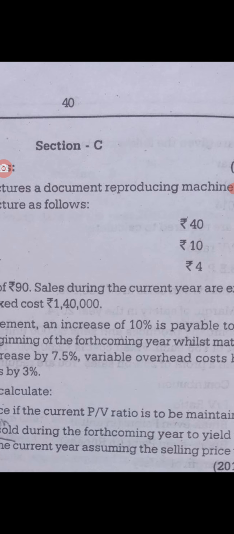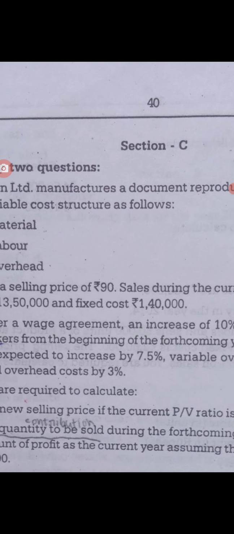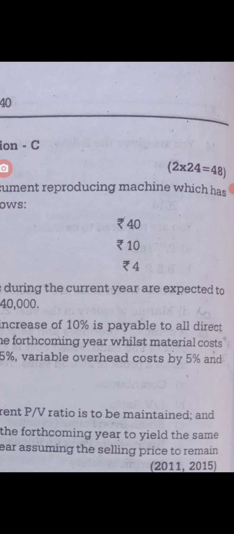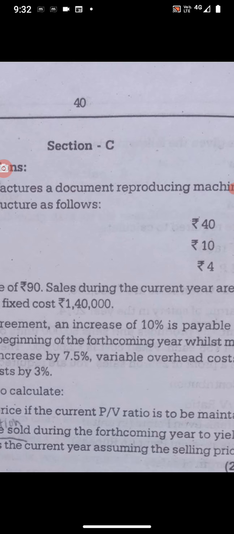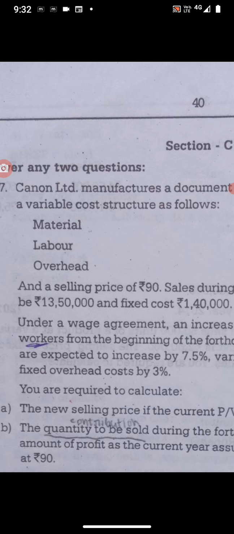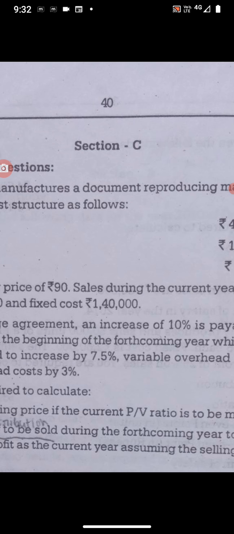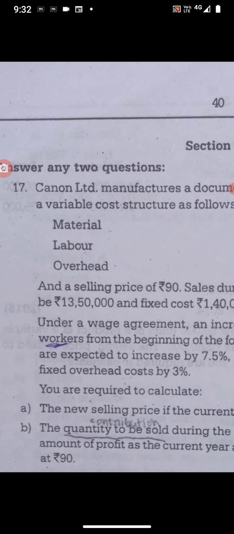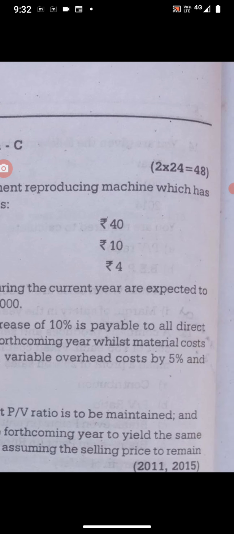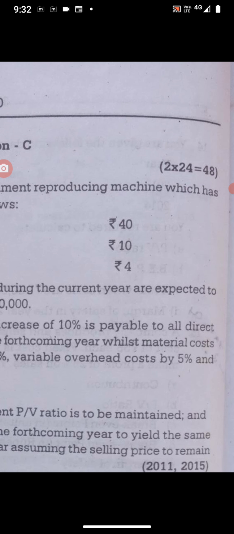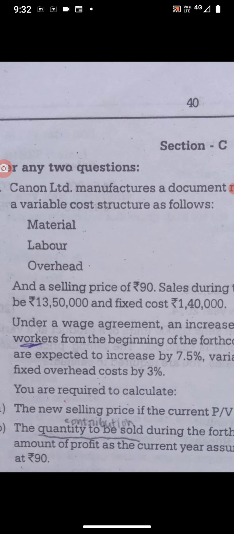Under a wage agreement, an increase of 10% is payable to all direct workers from the beginning of the forthcoming year, while material cost is expected to increase by 7.5%, variable overhead cost by 5%, and fixed overhead cost by 3%. You are required to calculate the new selling price if the current PV ratio is to be maintained, and the quantity to be sold during the forthcoming year to yield the same amount of profit as the current year, assuming that the selling price remains at rupees 90.